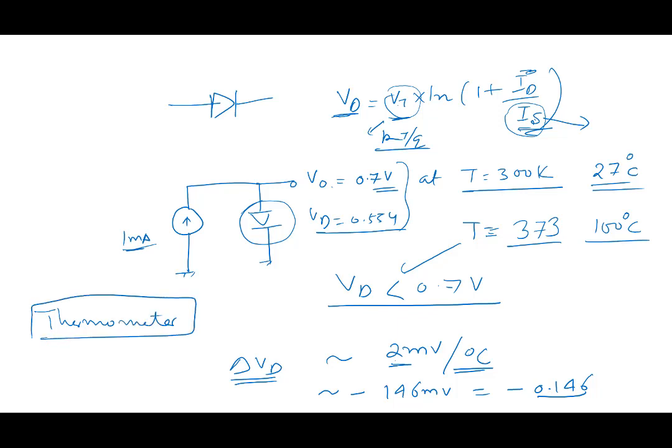We can use this phenomenon for making a thermometer. The fact that diode voltage is dependent on temperature, we can use it for making a thermometer. For example, a nice thermometer that you could make is like this. Look at this one. Suppose I pass 1 milliampere current. Okay, I get a voltage V0, whatever, 1. I take another diode, same, let's say an identical diode.